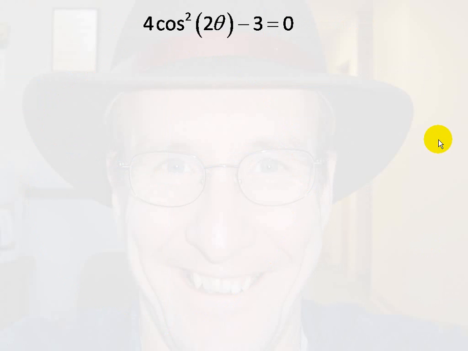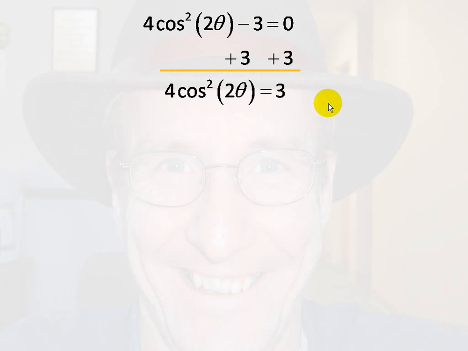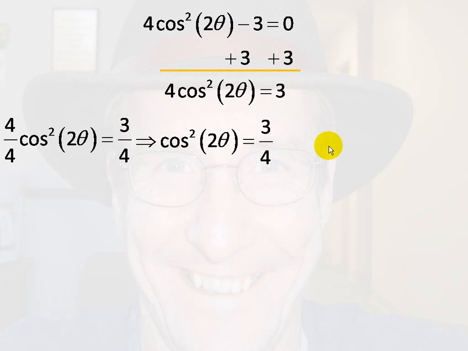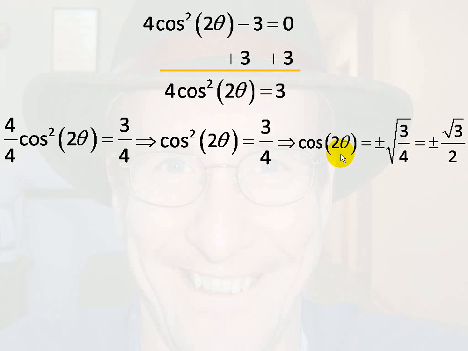Now, let's move up the level of difficulty just a little bit and look at 4 cosine squared 2 theta minus 3. Well, first of all, of course, we're going to solve for the cosine. So I need to add 3 to both sides. Then I'll divide out the 4. And now, of course, we take the square root because we have cosine squared 2 theta equals 3/4, which gives us cosine 2 theta equals plus or minus the square root of 3 over 2.